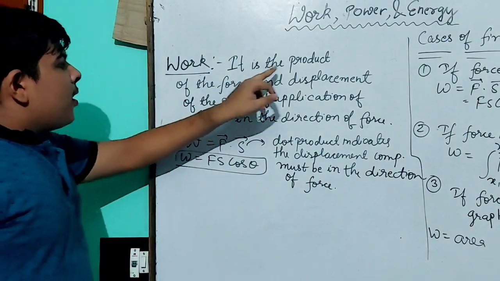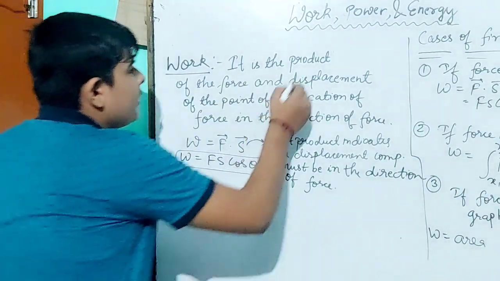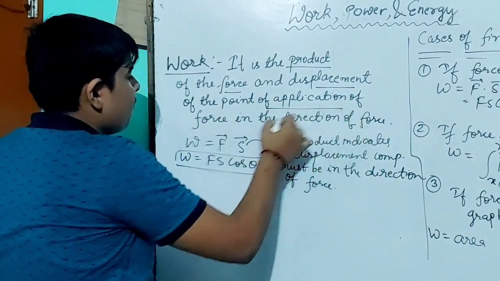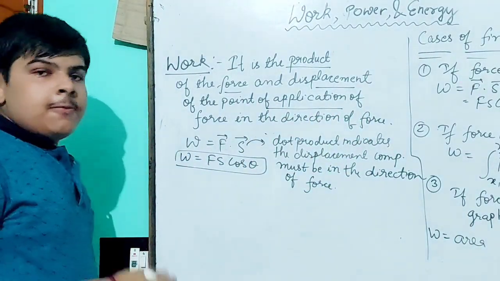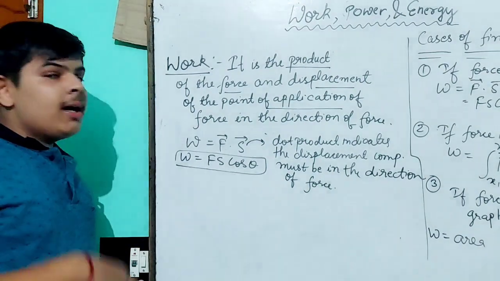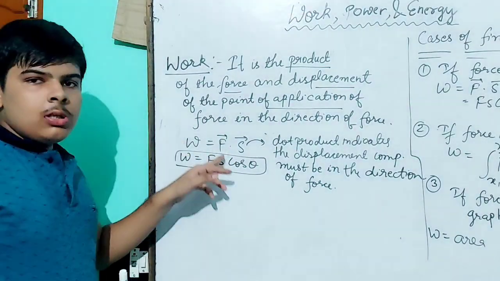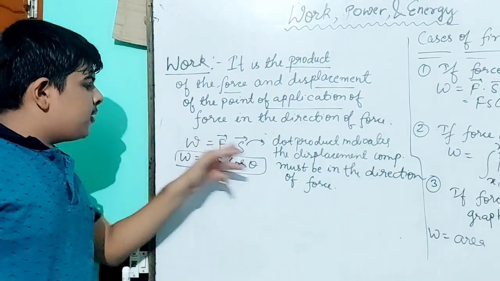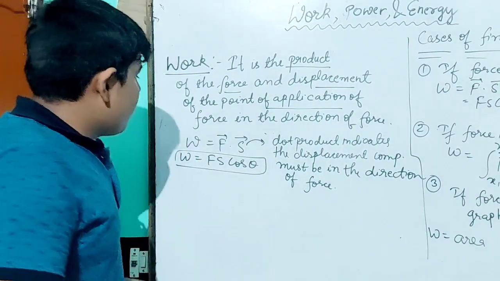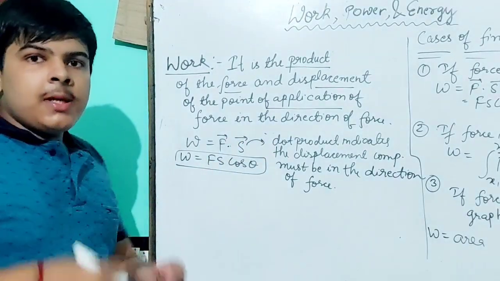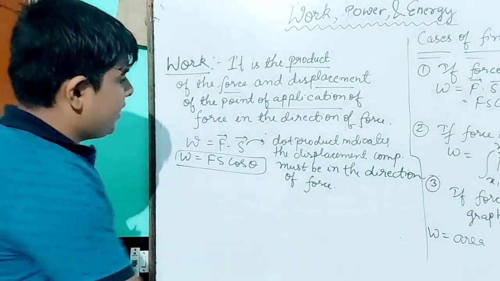It is the product of force and displacement of the point of application of force in the direction of force. First we are going to understand the definition of work. Work is equal to the dot product of force and displacement. Actually, the dot product represents that the displacement must be in the direction of the force, as I have already written here.